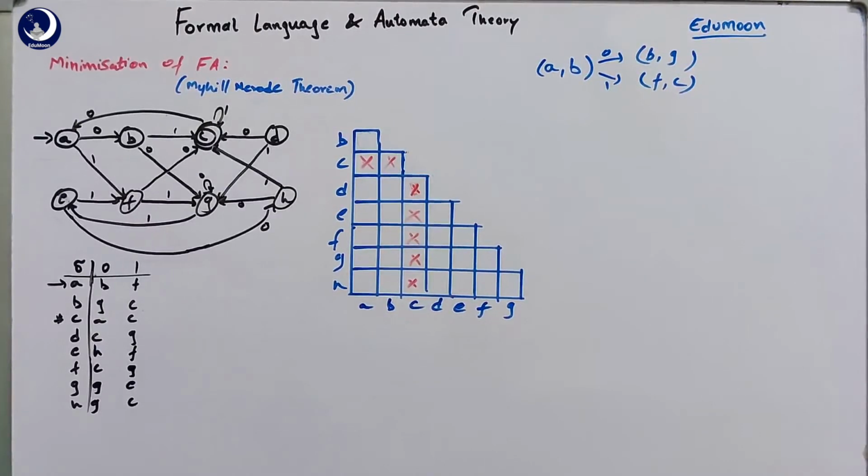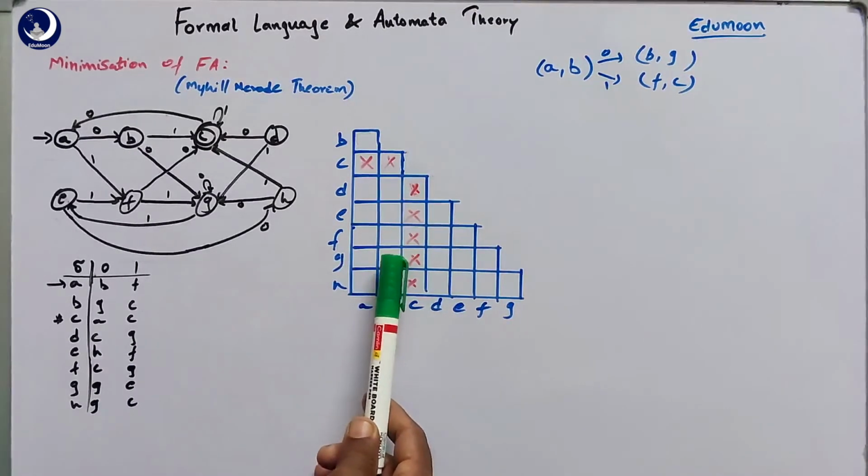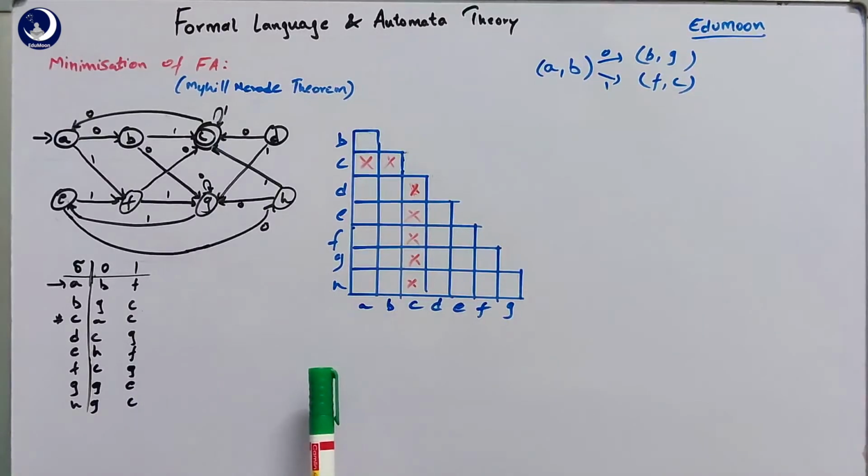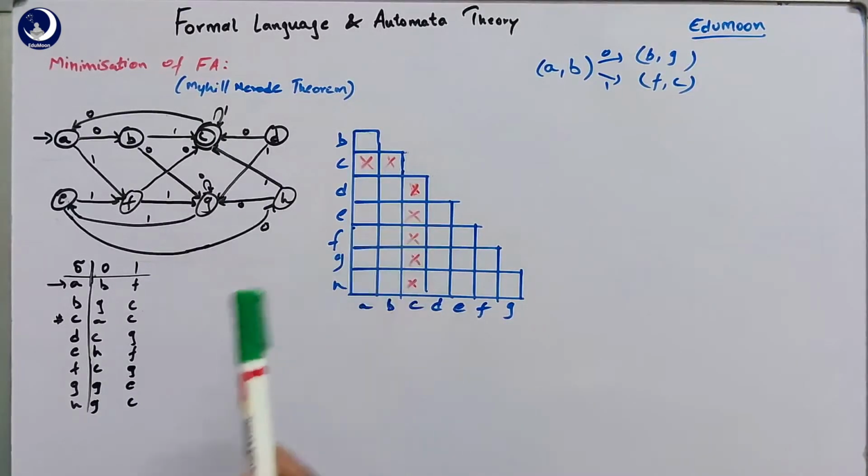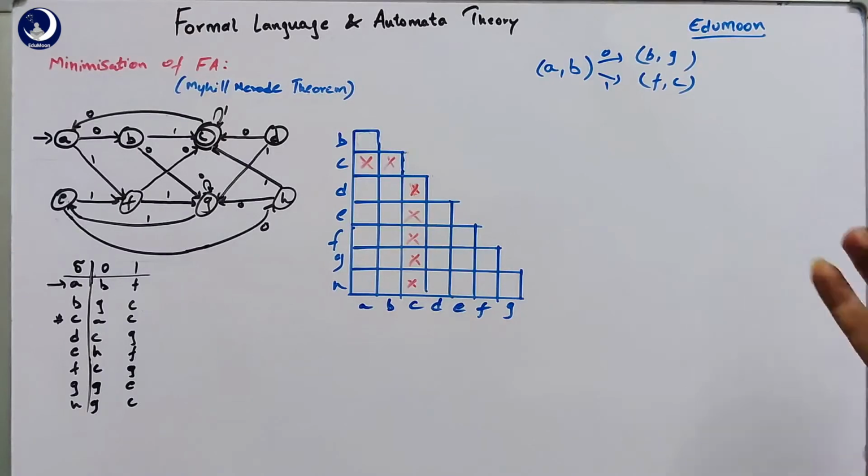So now we check in the table whether the BG block or the FC block is marked. So the BG block is here, B and G, and FC is already marked. We can see any combination with C is already marked. So since FC is marked, we can mark the block AB.